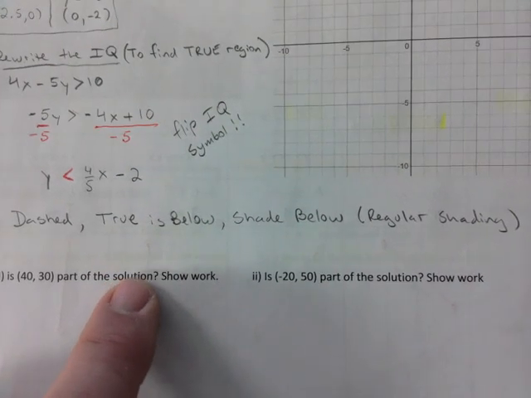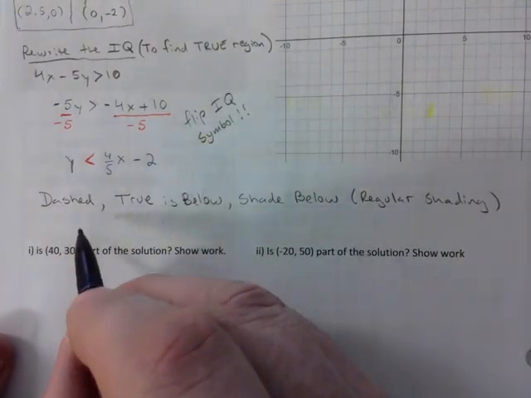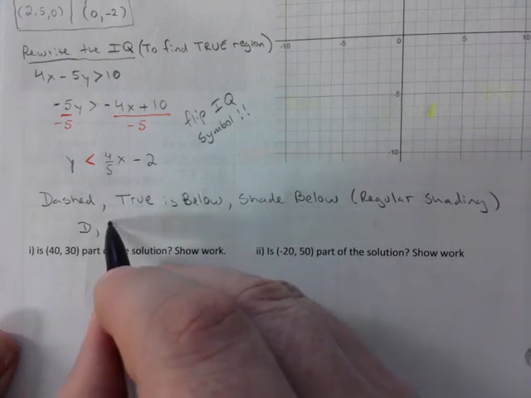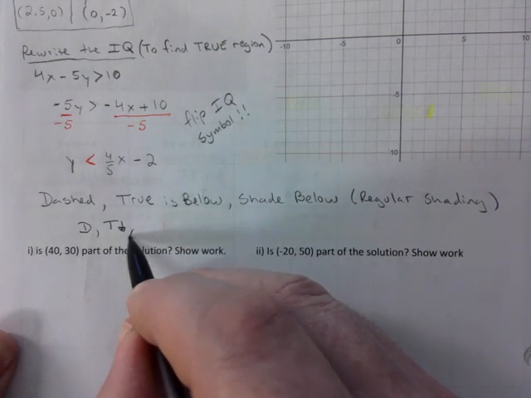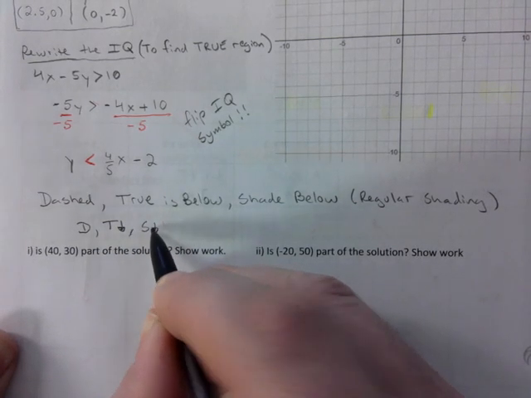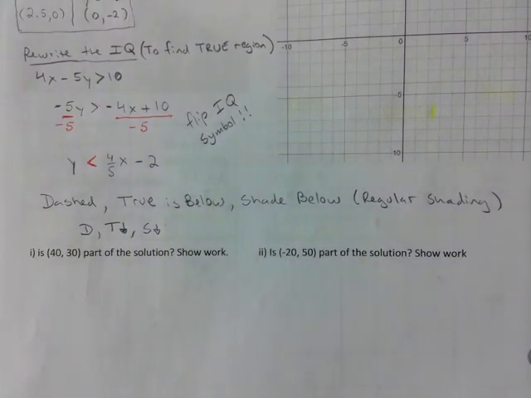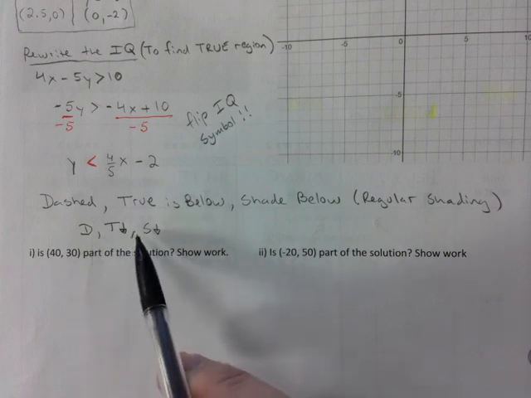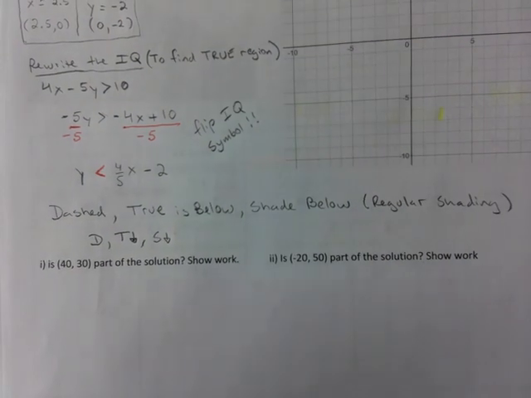But this is, to be honest, too much work. So you will see me in the future saying dashed or solid, so D or S, and I'm going to say true is below, comma, shade below. I'm saying the exact same thing as up here, just in code wording. Dashed, true is below, shade below. Okay, so now you know what I mean with these three letters. So let's go ahead and do that.